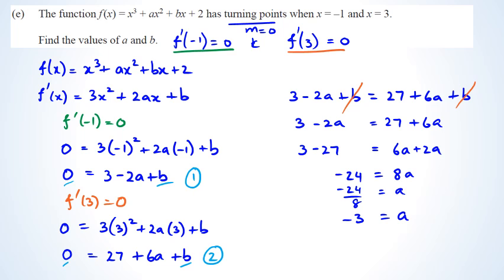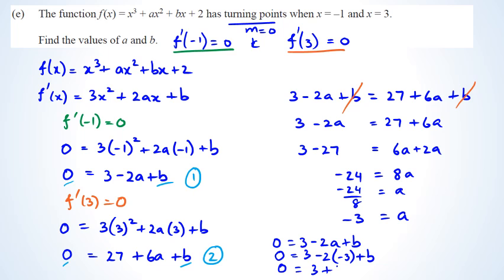Now I figured out what a is. Now I need to go back and substitute into either equation 1 or 2 to figure out what b is. All right, so I'm going to use equation 1. So that's 0 is equal to 3 minus 2 times a plus b. I'm going to get 0 equals 3 minus 2 times -3 plus b. And I'm getting 0 equals 3. What have we got?